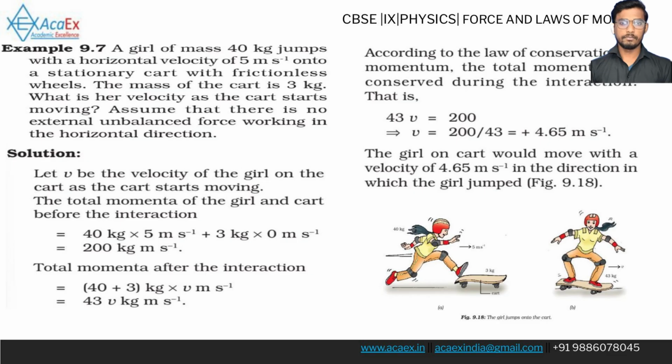A 40-kilogram girl jumps at 5 meters per second onto a stationary 3-kilogram cart. Find final velocity. Total momentum before equals 40 times 5 plus 3 times 0 equals 200 kilogram meters per second. Total momentum after equals (40 plus 3) times v equals 43v. So 43v equals 200, v equals 4.65 meters per second. They move at 4.65 meters per second in the direction of the jump.